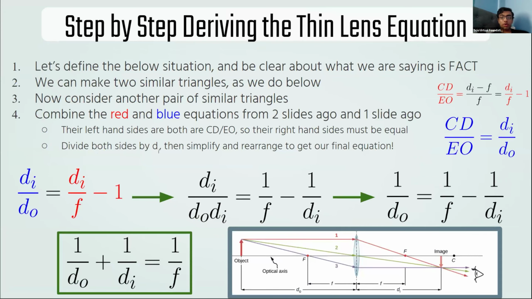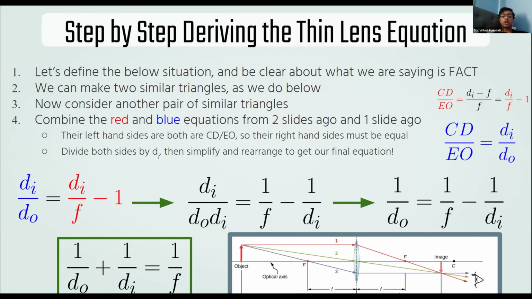And finally, we set the red equation from two slides ago equal to the blue equation from the last slide to get DI over F minus 1 equals DI over DO. And with some simple algebra, we simplify the two to get 1 over DO plus 1 over DI equals 1 over F. So that's our thin lens equation. Once again, if this is a little too fast for you, the recording will be out there and you can review it then, and of course, send us emails with any questions.